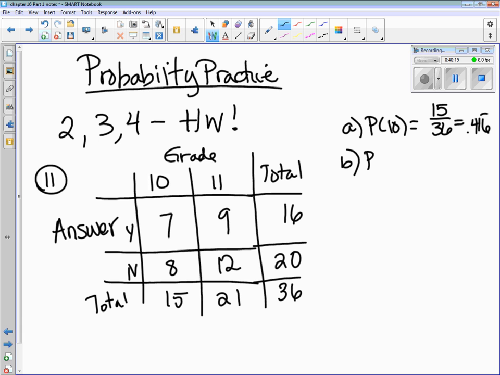What's that one going to be? 15 divided by 36, so we know that. And that one is just 0.4 repeating. All right, keep going. Is in grade 10 and answered yes. So 10 and yes. What's that one? 7 divided by 36. Very good.